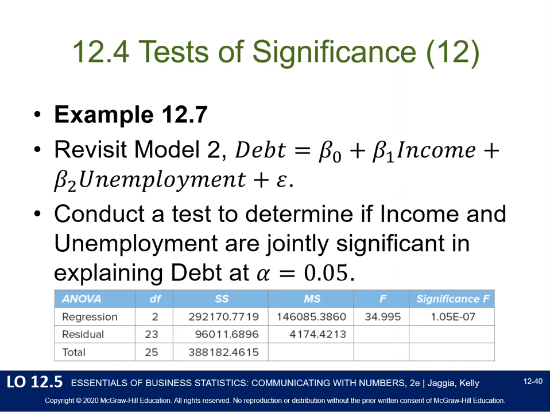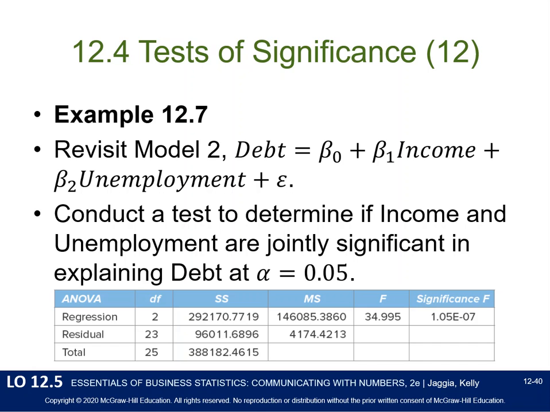It's over there in the ANOVA section, so kind of the middle section of the regression data given to us. And we see the F statistic is 34.995. And its p-value, which they call significance F. So significance F is the p-value of that F test. So the p-value is 1.05 times 10 to the negative 7. So definitely it is significant.